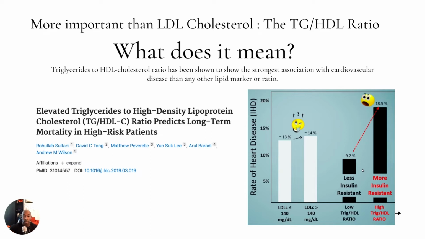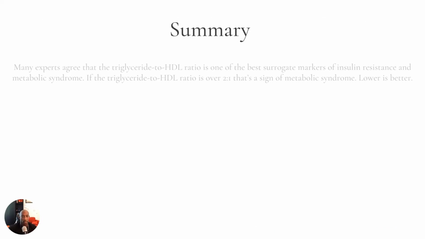As you can see on this graph here, on the left-hand side we have LDLs less than 140 and LDLs over 140. If you look at the rate of heart disease in this specific study, it wasn't really that much different. It's 13%, 14%. However, when you look at the low triglyceride to HDL ratio versus the high, which is an indicator of insulin resistance, the risk doubled, right? So that's why this is a great predictor. It's something that everyone has whenever they get a lipid panel, so it's easy to calculate.